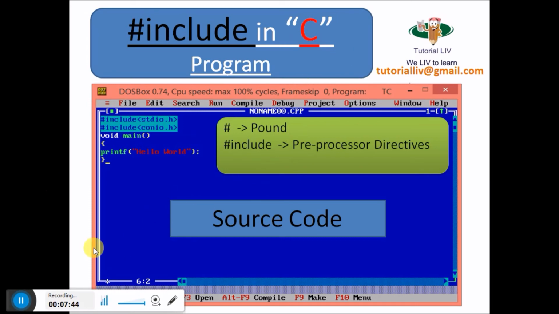We will come with our next lecture, where we will discuss void main. And yes, there is one more technique for how we can write the stdio.h: we can write it in double quotes also. We will discuss that in our next lecture.